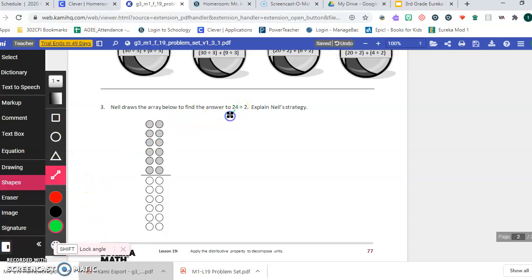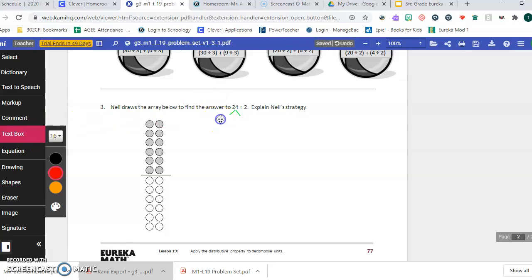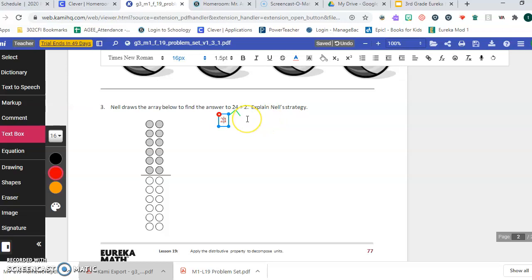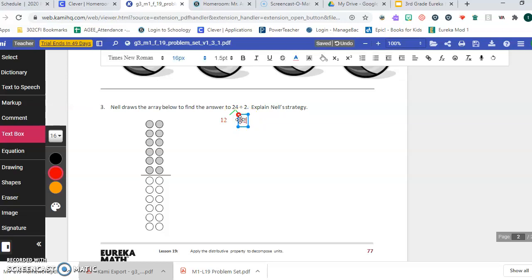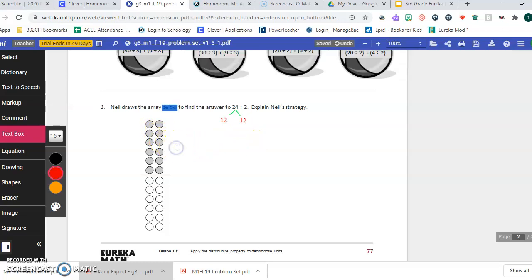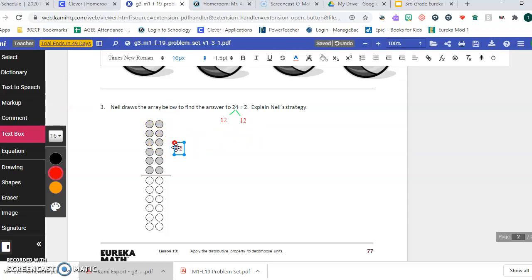So what she did is she broke up this 24 into 12 and 12. So she divided this top section into 12 divided by 2 equals 6 rows. And then, just to make it easy on herself, she did the exact same problem here: 12 divided by 2 equals 6.